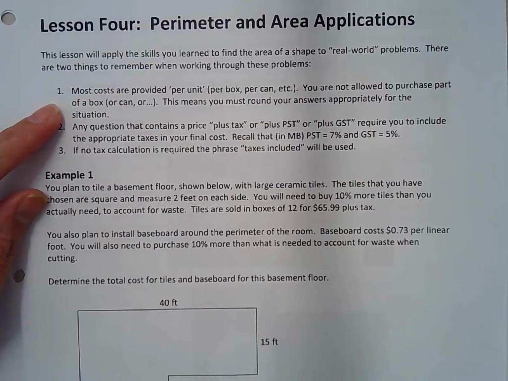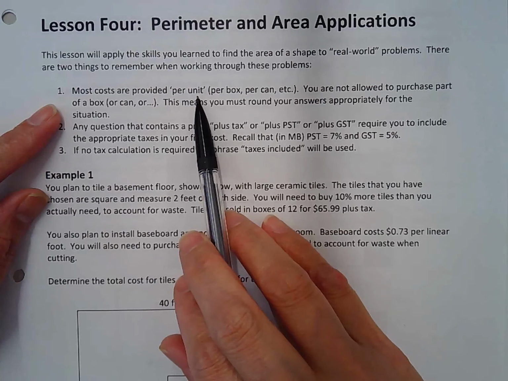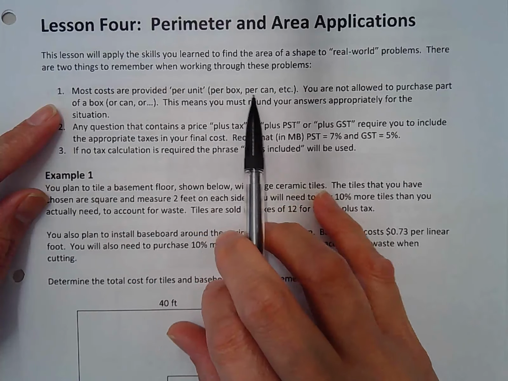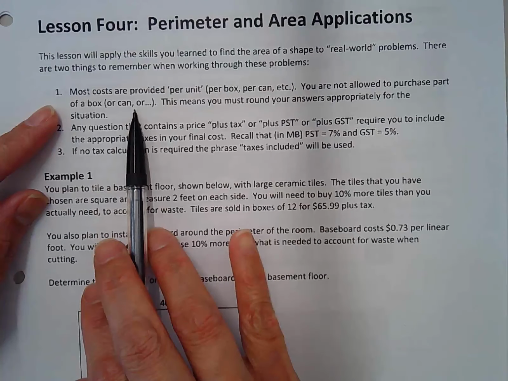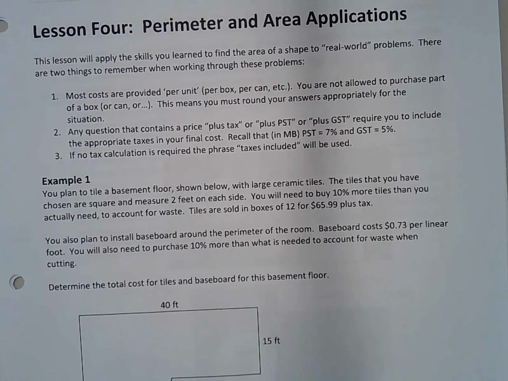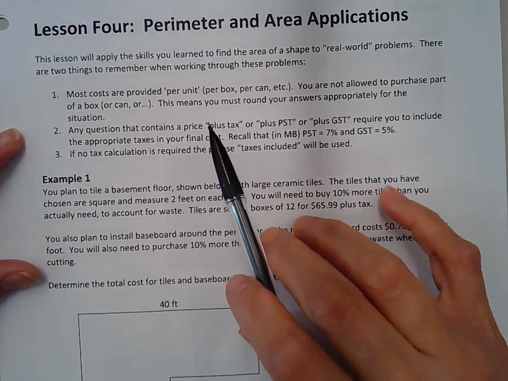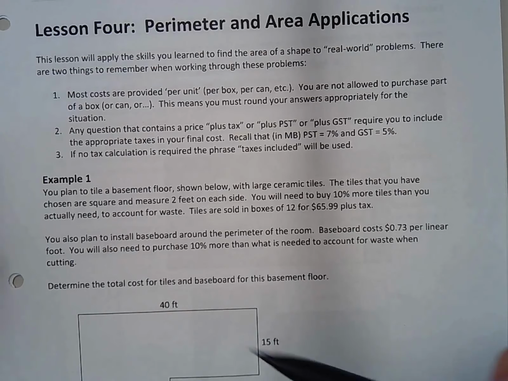So most costs are provided per unit. You mean per box or per can? You are not allowed to purchase part of a box or a can. So if you're trying to paint something and you need paint, you can't buy half a can of paint, right? So this means you must round properly in accordance to the situation.